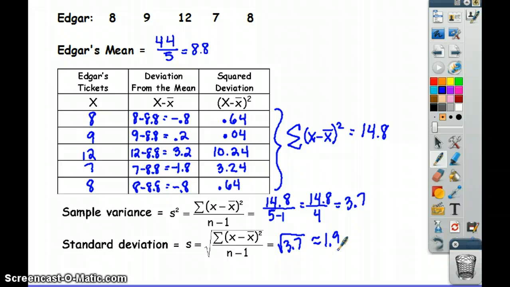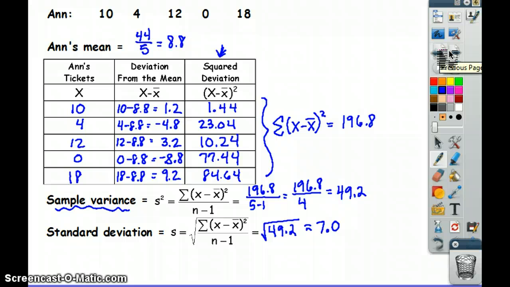So we said Edgar's data was closer together. His standard deviation was 1.9. Anne's data had a much less consistent pattern, a lot further away from the mean. Her standard deviation was significantly bigger. It was 7.